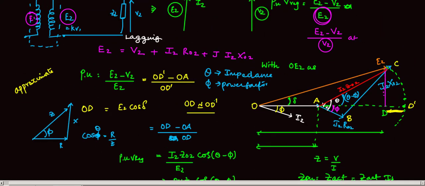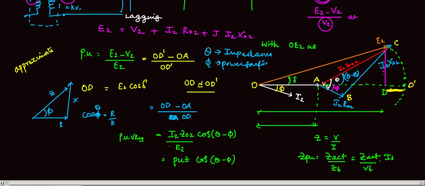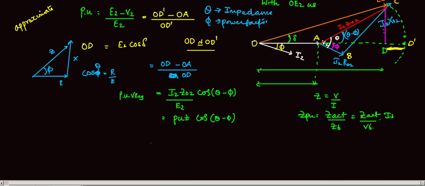So what are the two formulas for voltage regulation of the transformer? One formula is percentage resistance cos phi 2 plus or minus percentage reactance sin phi 2. Another formula is I2 ZO2 by E2 into cos of theta minus phi, where theta is the impedance angle and phi is the power factor angle, or per unit impedance into cos of theta minus phi. So if the question gives the per unit impedance value, theta value and phi value, you can get the per unit voltage regulation.